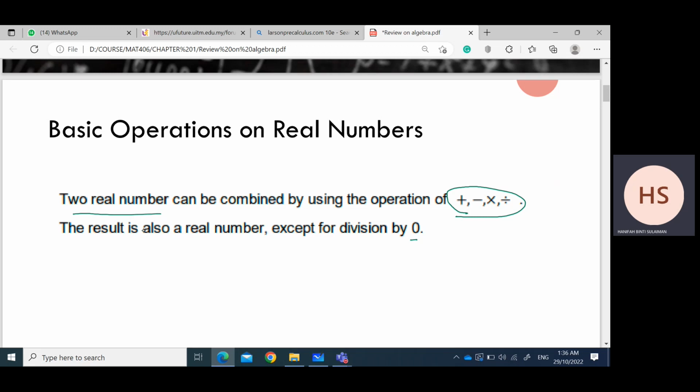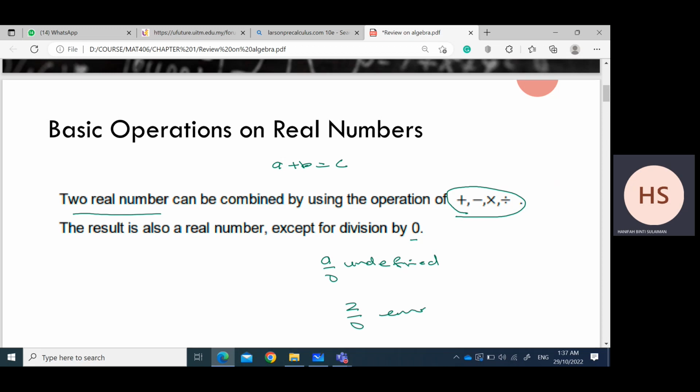Okay, two real numbers. For example, we have A plus B, it is equivalent with C. So C is any real number. So maksudnya dia ada nilai lah. Kecuali bila ia melibatkan division bagi zero. For example, A divided by zero. So yang ini is undefined. Kalau you plug in your calculator, you type 2 over 0 for example, you akan dapat error dekat situ.